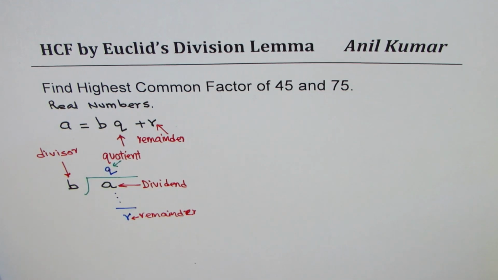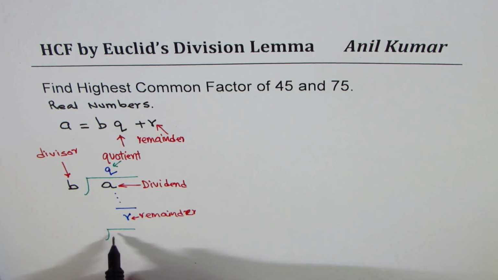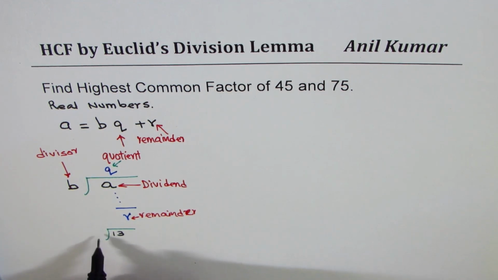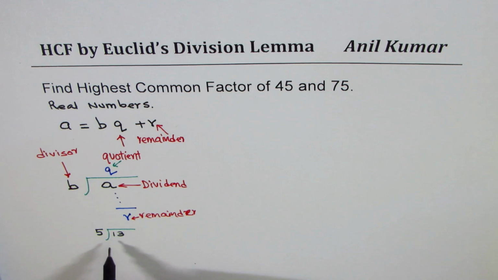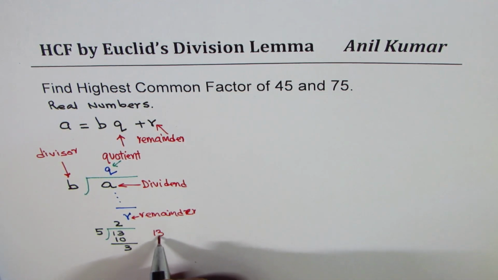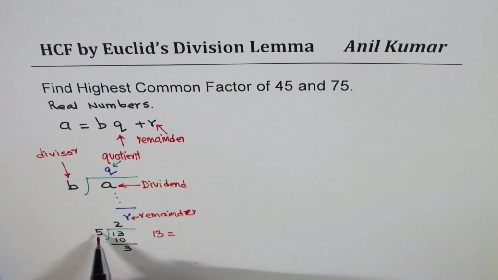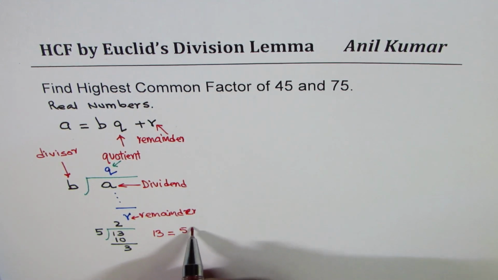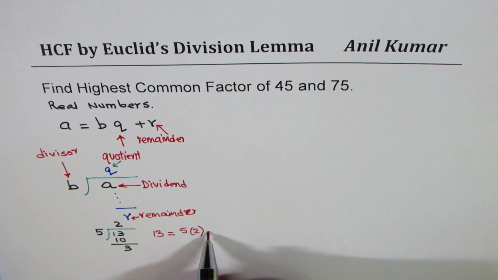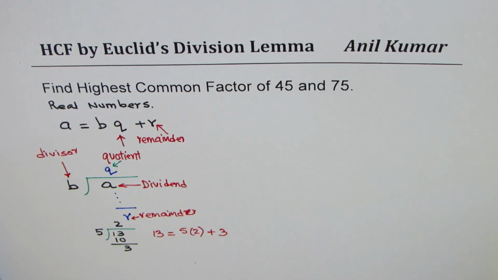That's the division statement. To give you an example, let's take a very simple example. Let me take the number 13 and divide it by 5, then 5 times 2 is 10, and we get a remainder of 3, correct? So I could always write 13 as equal to 5 times 2 plus 3, the remainder 3. Is that clear to you?